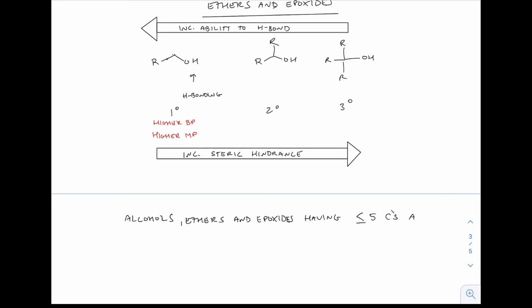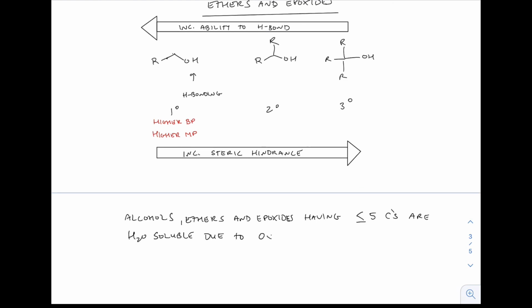So alcohols, ethers, and epoxides having less than or equal to 5 carbons are water soluble. And we've seen this before as well. So this is nothing new, which is awesome. I love applying old tricks to new things, right? We don't have to necessarily learn anything new, we just apply it in a different manner. That's obviously just because of the oxygen capable of hydrogen bonding.